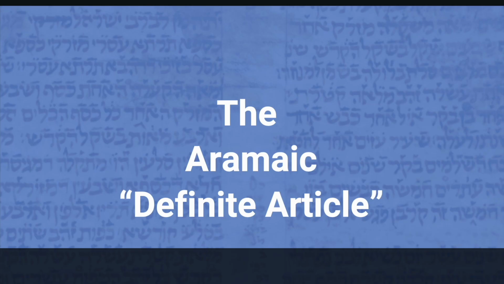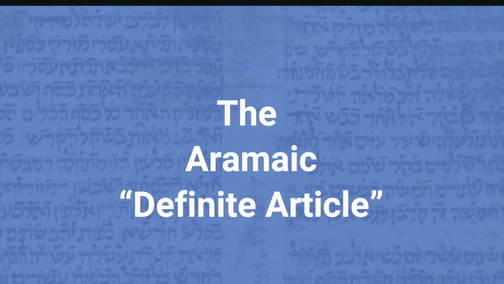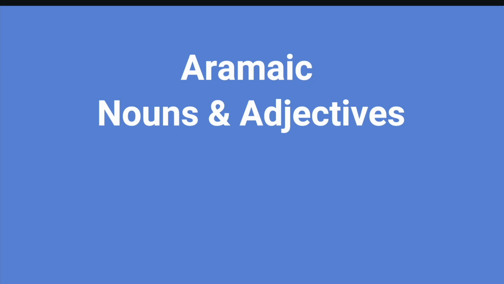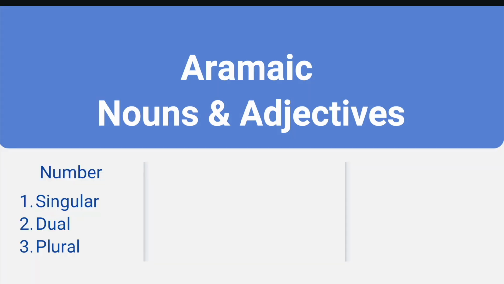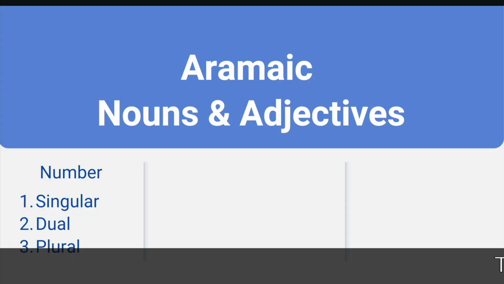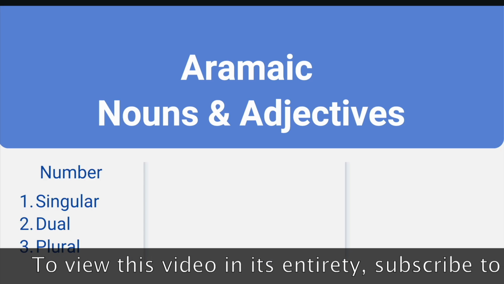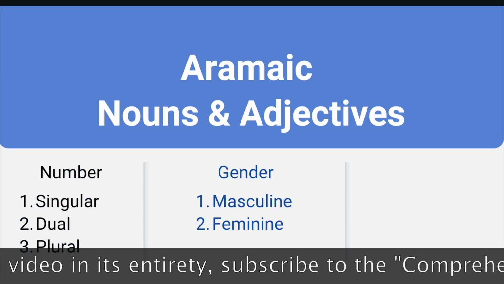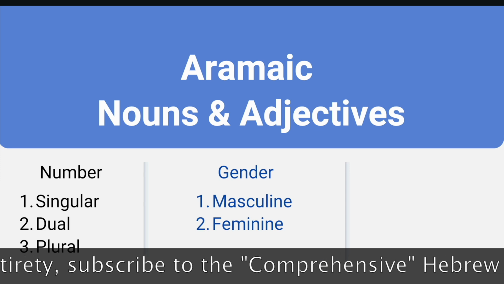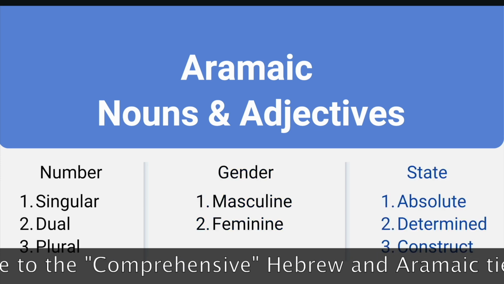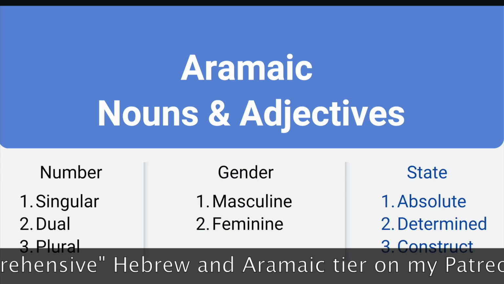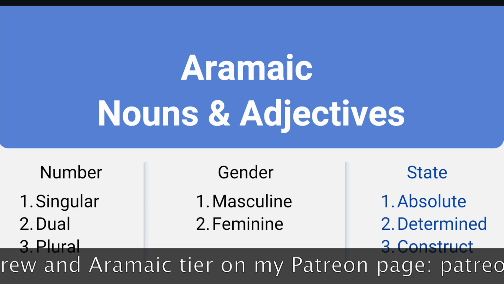All right, so as I said earlier, our task for today is to deal with, let's call it for now, the definite article in Aramaic. In the previous video, we looked at Aramaic nouns and adjectives, and we discussed how we need to analyze all Aramaic nouns and adjectives for number, the three classifications of which are singular, dual, and plural. We also need to analyze them for gender, masculine and feminine, and for state: absolute, determined or emphatic, and construct.